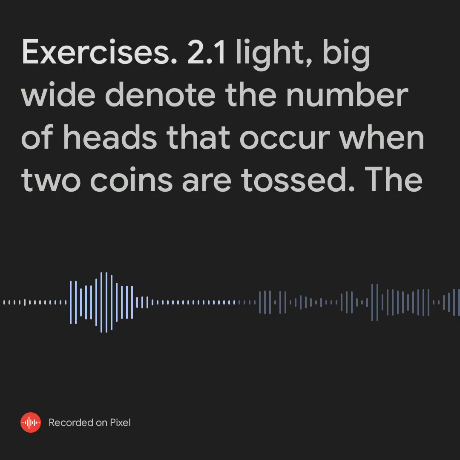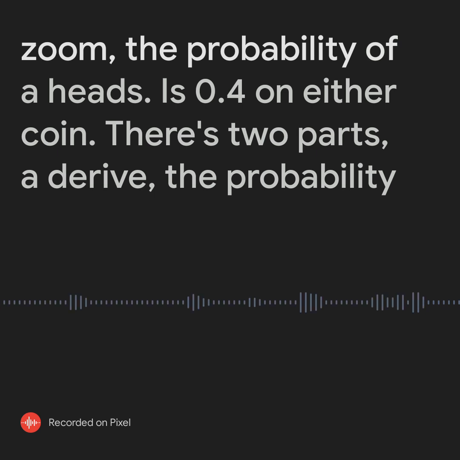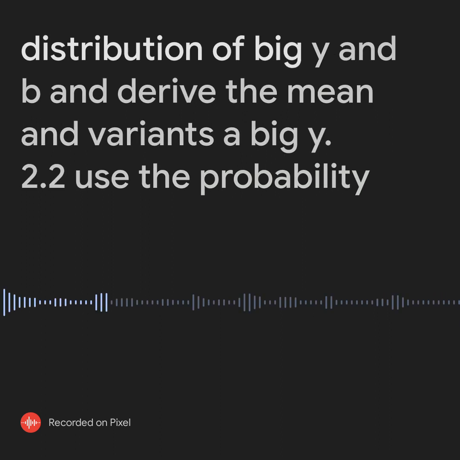Exercises 2.1. Let big Y denote the number of heads that occur when two coins are tossed. Assume the probability of a heads is 0.4 on either coin. There's two parts. A, derive the probability distribution of big Y, and B, derive the mean and variance of big Y.